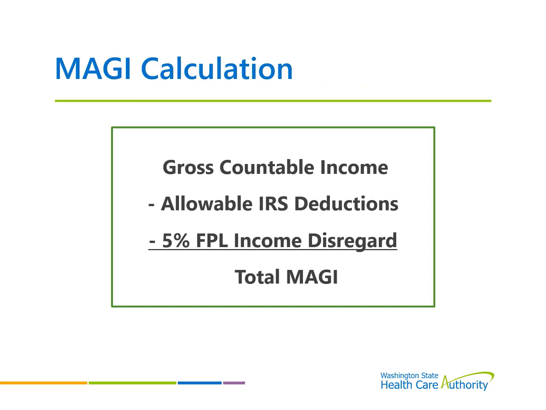This is a generalization of how income is calculated for MAGI-based Apple Health coverage. The gross countable income is reduced by IRS allowable deductions and the 5% FPL income disregard to calculate the total modified adjusted gross income, or MAGI. The total MAGI is used in conjunction with the individual's tax filing status, age, and relationship to the primary applicant to determine eligibility for various Apple Health coverage programs.